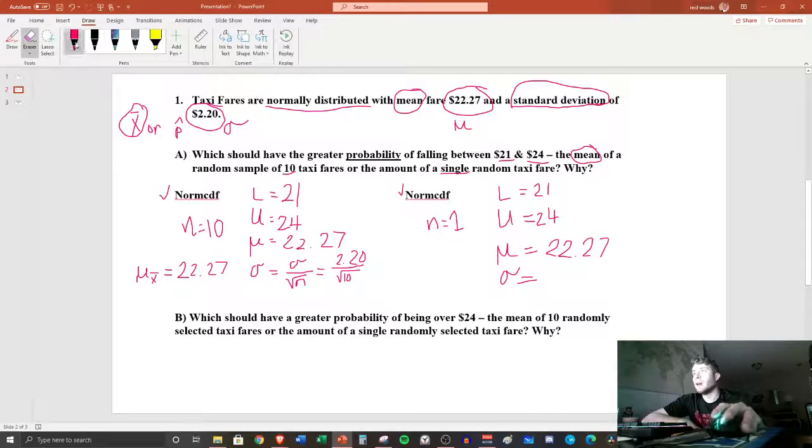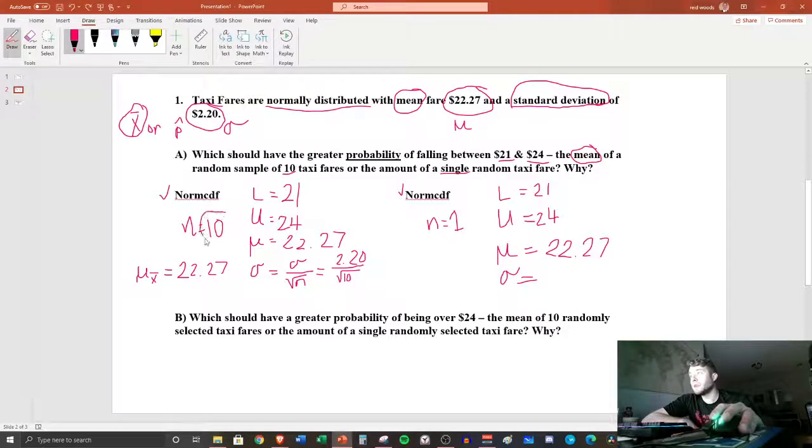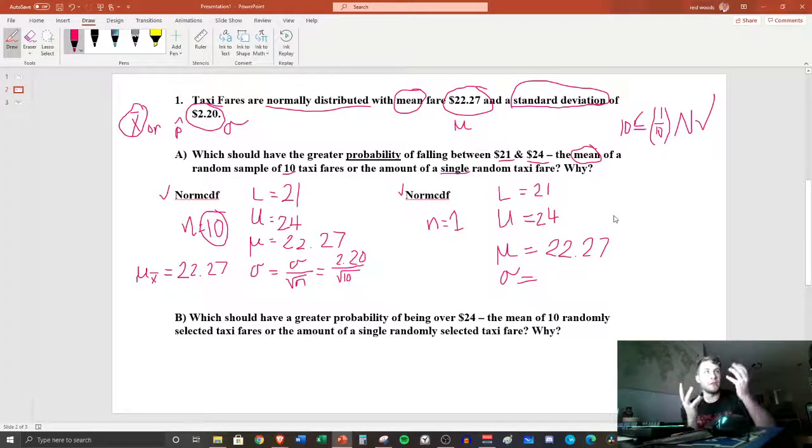Now, we are not allowed to do this if this condition here is not met. If this condition here is not met, then we're not allowed to do this. So let's actually check that first. Is the sample of size 10 less than or equal to 1/10 of big N? Well, big N is all taxi fares ever. So yeah, that's going to be a lot of taxi fares. And at this point, that's really all we need to do is sort of think through it.